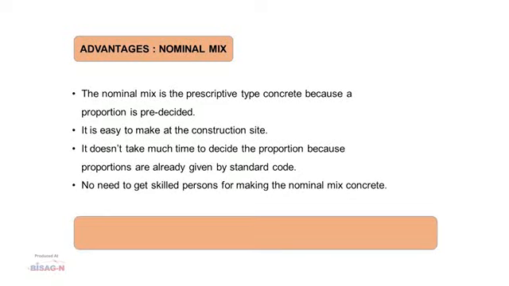Now, the advantages of nominal mix. Nominal mix is a prescriptive type of concrete because the proportion is pre-decided. It is easy to make at the construction site. The third advantage is that it doesn't take much time to decide the proportion because proportions are already given by the standard code. The last advantage is there is no need to get a skilled person for making nominal mix concrete.